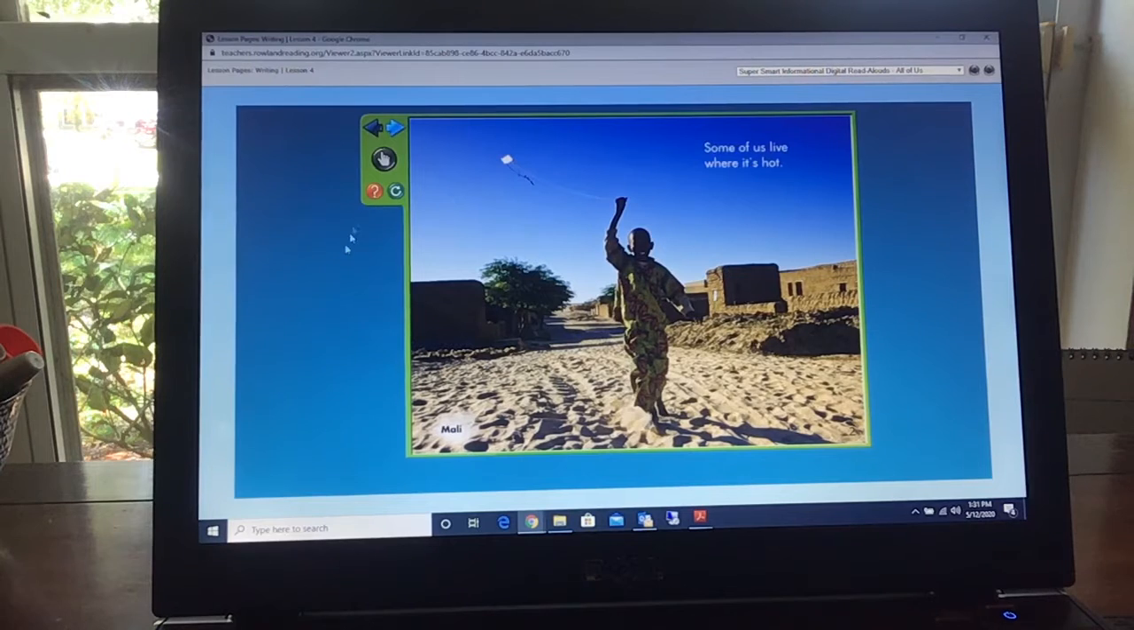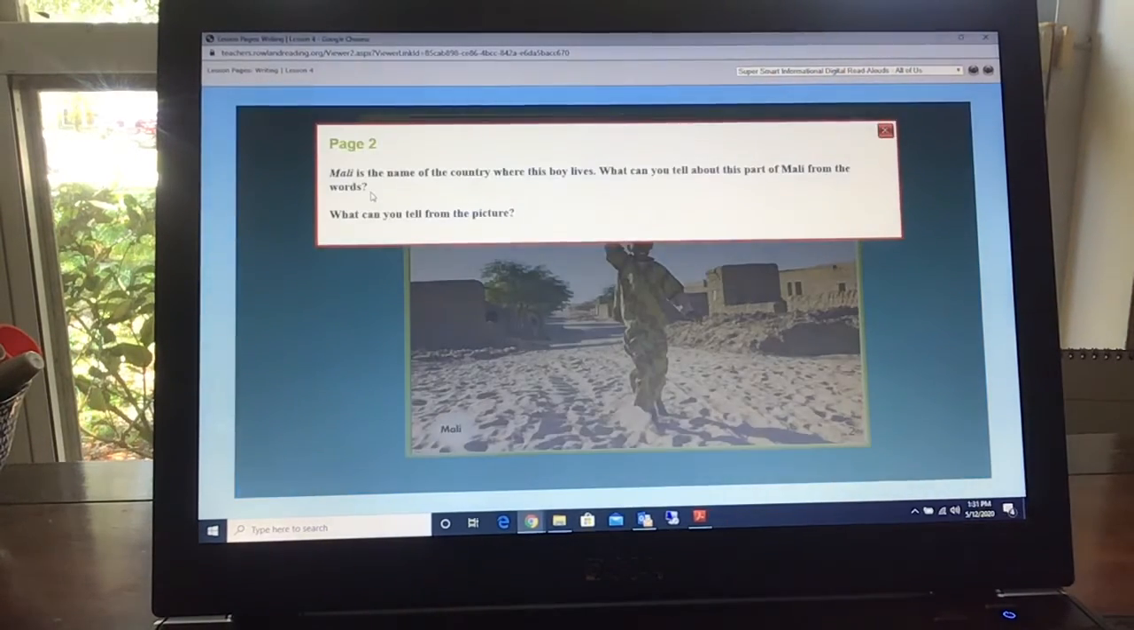Some of us live where it's hot. And a lot of the pages in this story have labels or a caption that say where they are. So this little guy is in Mali. Can you say Mali? Yeah, that's where he is. And Mali is in West Africa. So let's see what the question is here. Mali is the name of the country where the boy lives. What can you tell us about this part of Mali from the words?